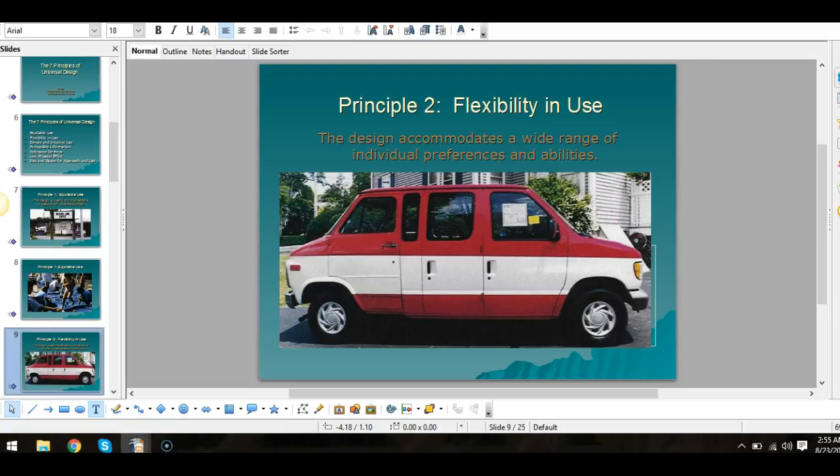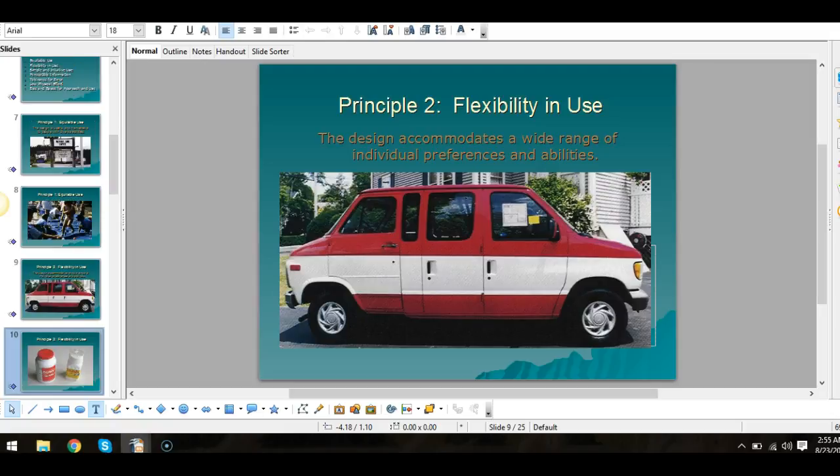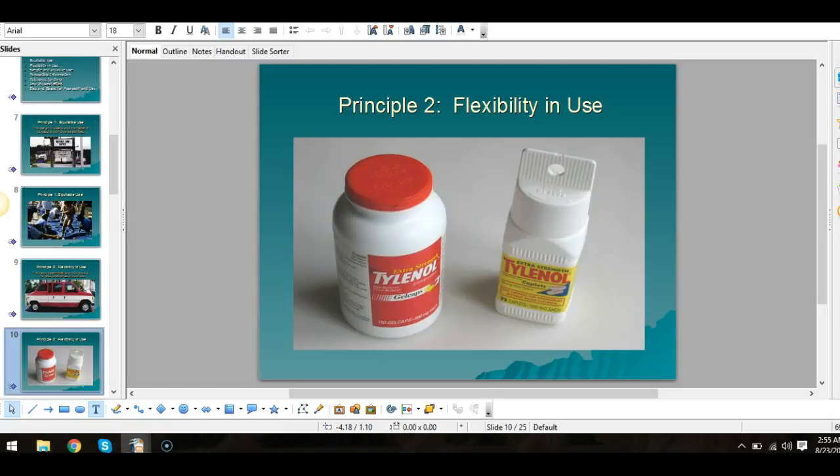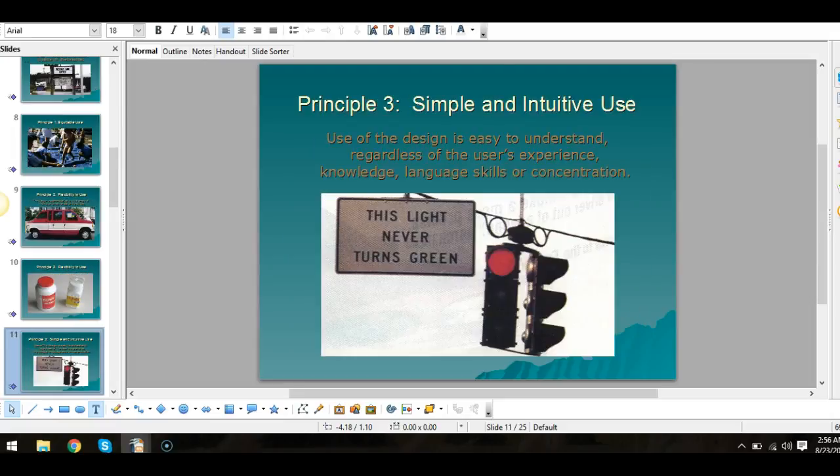Flexibility in use means that the design accommodates a wide range of individual preferences and abilities. There's a picture of a car that has a front on both sides, so it can actually be driven forwards and backwards as well. The second principle, flexibility in use, is also illustrated in a picture of medicine in two different bottles, and the user can choose what kind of lid they want because of their physical abilities to open that kind of lid. So that refers to being flexible in use.